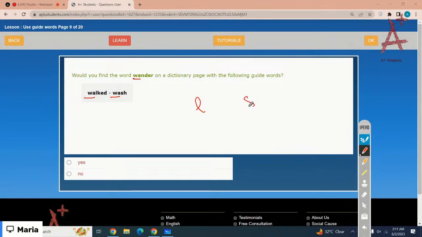Here you have L and here you have S. Here the third one is N. Do we have N in between L and S? Yes, N is in between them. That means yes, you can find the word wander on the same page. Got it? You can complete the test by yourself later today.